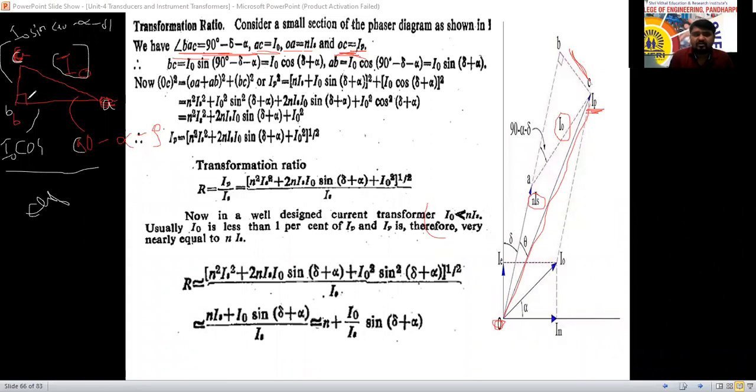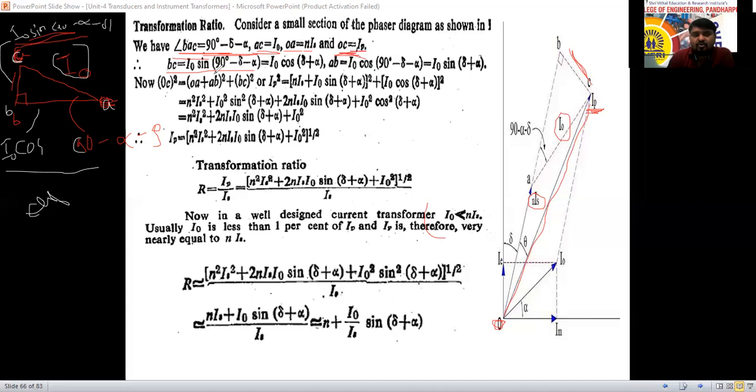BC. For that reason only I told this is BC, that is called I naught sine of 90 minus alpha minus delta. I have written it directly here, but by using the adjacent opposite, cos theta sin theta formula, we have derived this equation. How derived? I naught sine, this reactive component and active component we are going to call. For reactive component sine will come, for active component cos will come. We have studied this in diploma, but for some CSE students it is difficult.